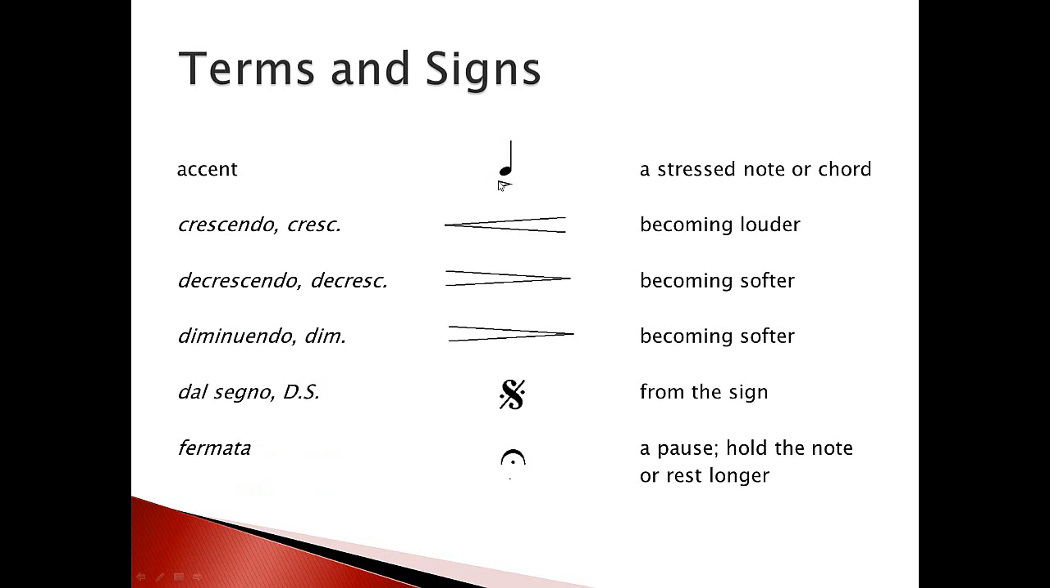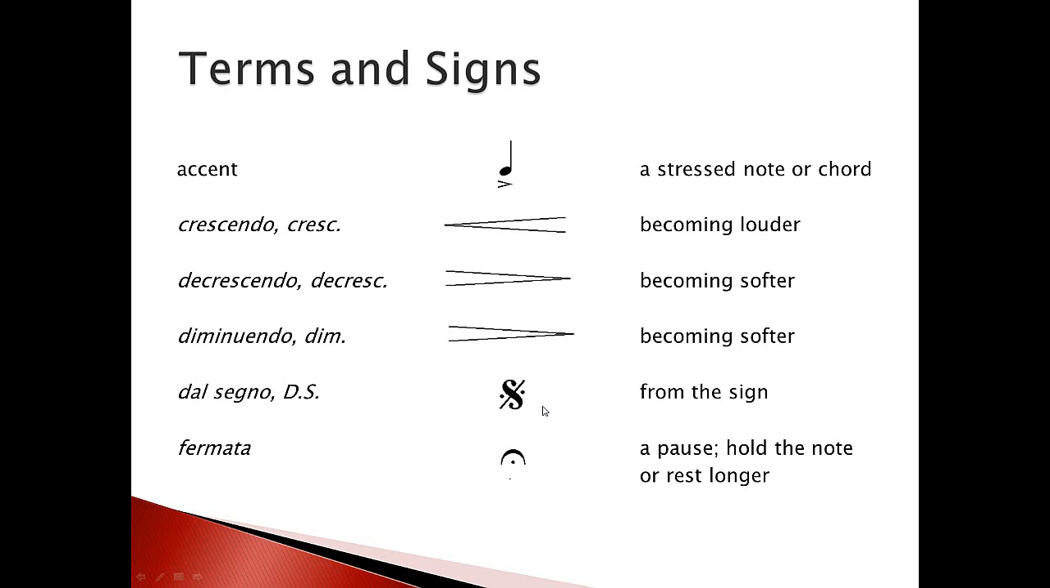We have this accent sign. When a note has an accent sign, the note is stressed or played louder or stronger. The crescendo is like a sideways V that opens up and it means becoming louder, gradually getting louder. The decrescendo and the diminuendo mean the same thing. They mean becoming softer or getting gradually softer, and they're like a V that's closing.